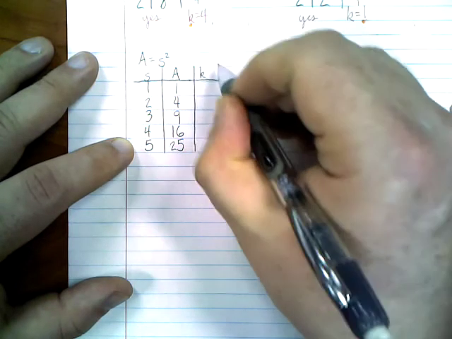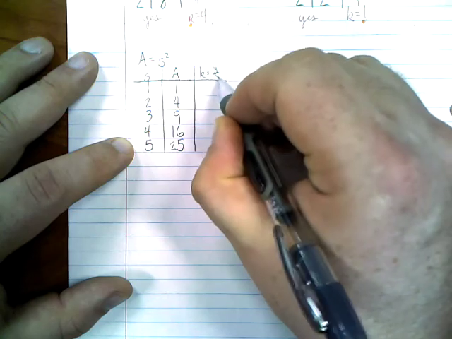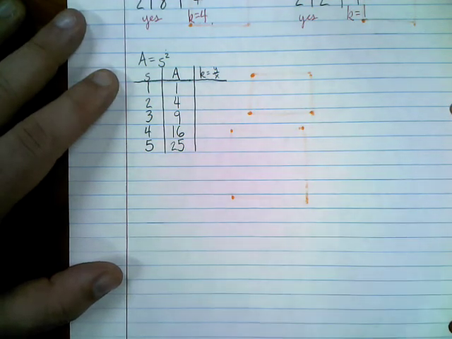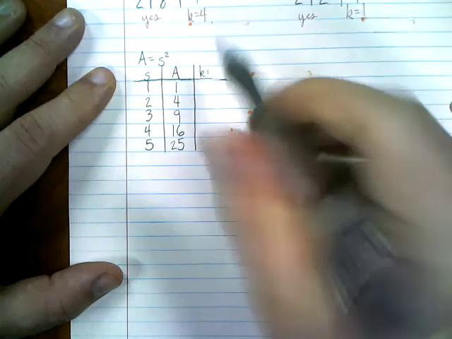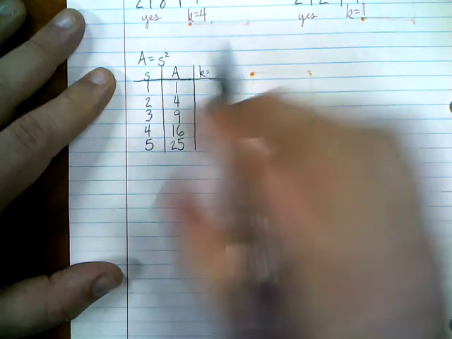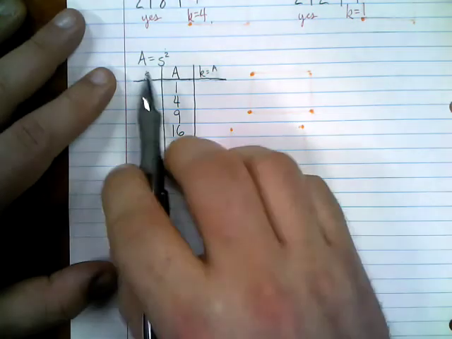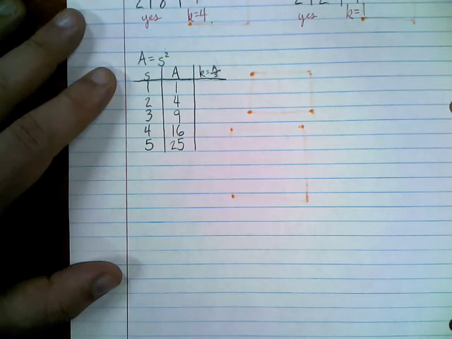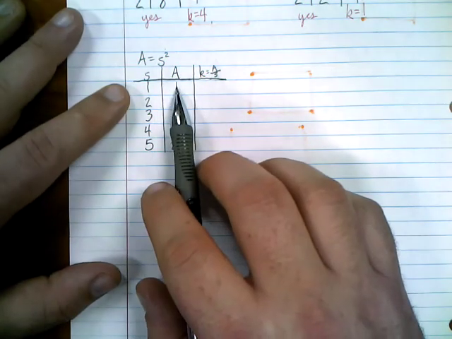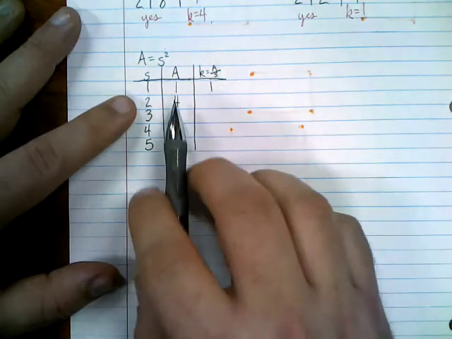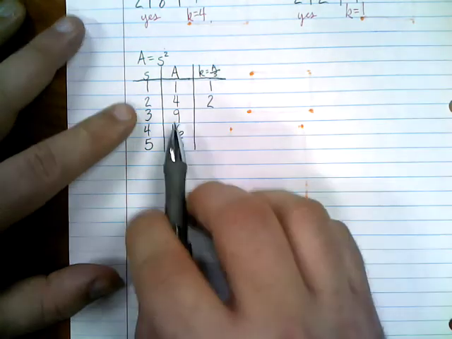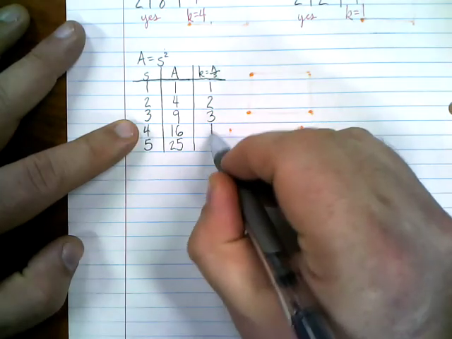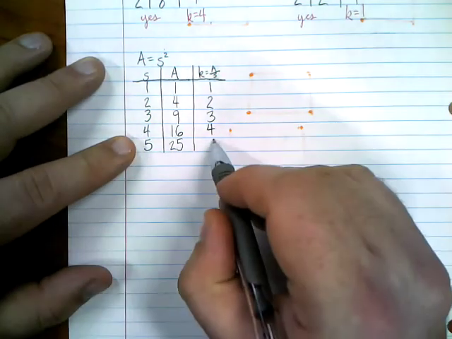Put in our third column. Here we go. Y values divided by x values. Actually, in this case, we don't have a y value, we don't have an x value. But what's taking the place of y value would be a. What's taking the place of the x value would be s. So a divided by s, area divided by side. So here we go. 1 divided by 1 is 1. 4 divided by 2 is 2. 9 divided by 3 is 3. 16 divided by 4, 4. 25 divided by 5, 5.